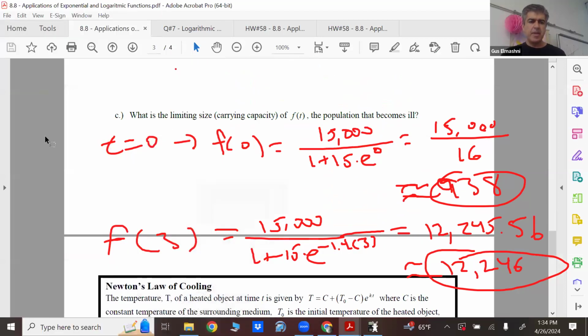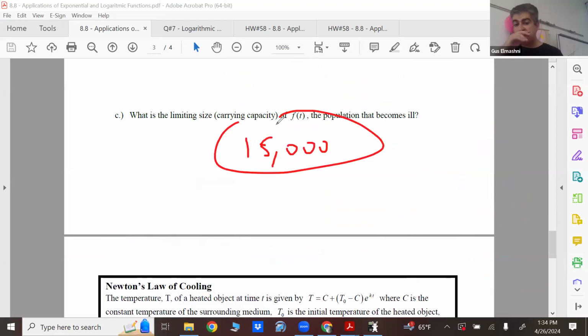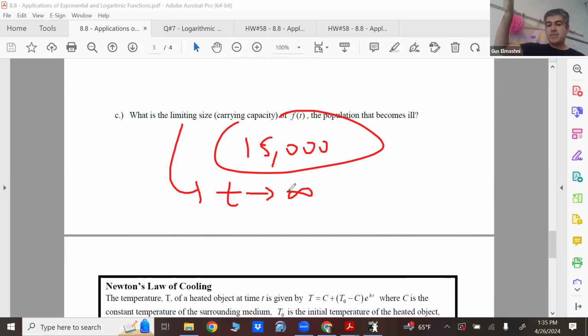And then finally, for this one, the carrying capacity is just the highest it could be, 15,000. Because what you're assuming is that T is approaching infinity. If T gets really large, ultimately everyone's going to get sick, right? So that's what happens.